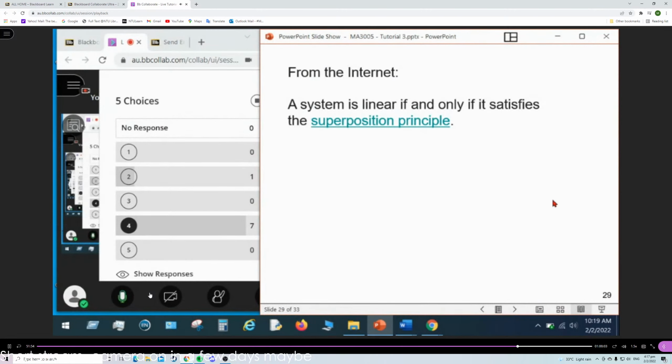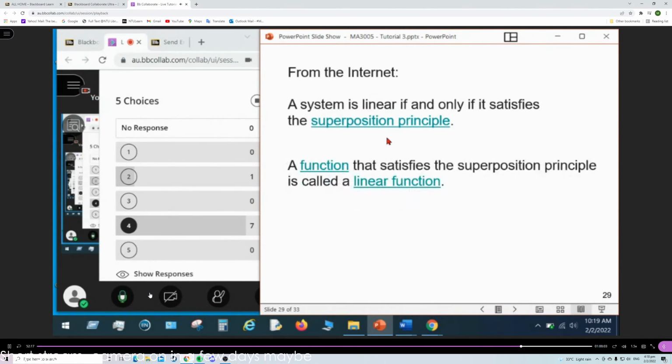Okay. In fact, I searched the internet. The internet tells me there are many explanations. I like this one. In fact, this is what I told students. Students ask me, what is a linear system? A system is linear if and only if it satisfies the superposition principle. Very simple. If the superposition principle can be satisfied, then the system is a linear system.